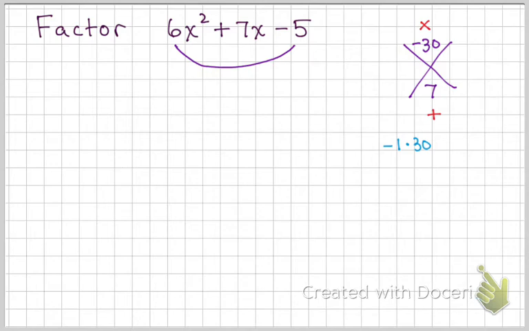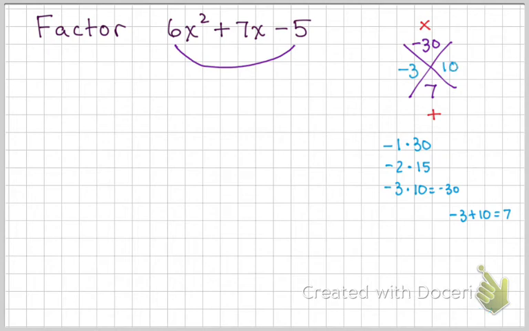Let's try 2 and 15. Negative 2 times 15 definitely multiplies to negative 30, but negative 2 plus 15 does not add to 7. Let's try negative 3 times 10. Well, that multiplies to negative 30, and then negative 3 plus 10 adds to 7. So that's our correct pair of numbers, negative 3 times 10.